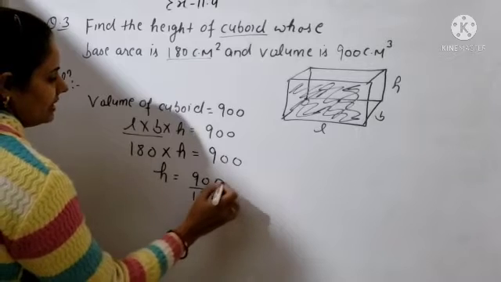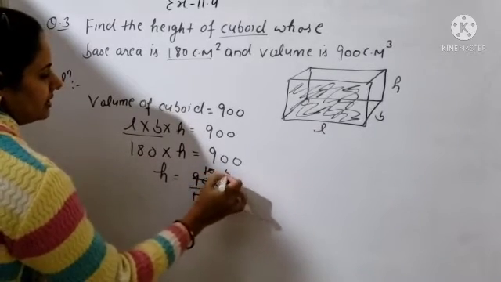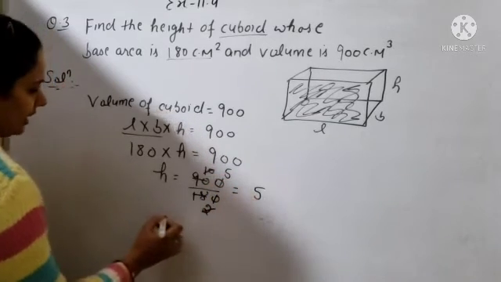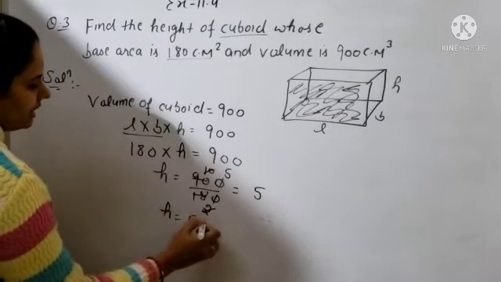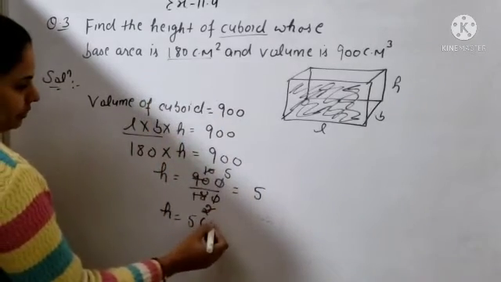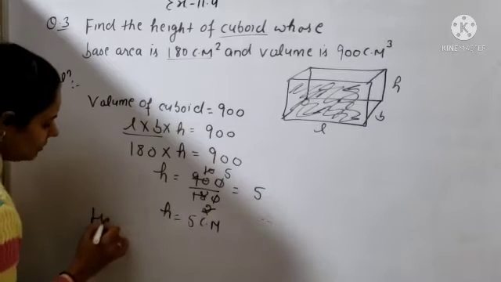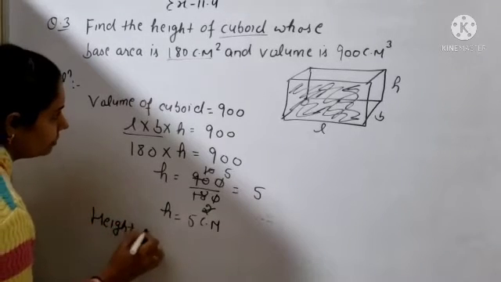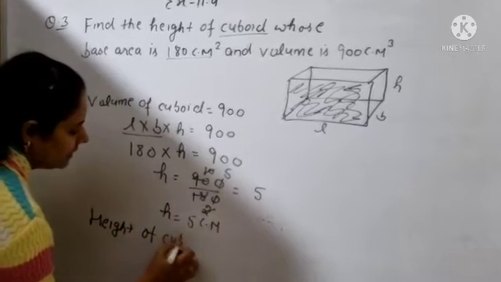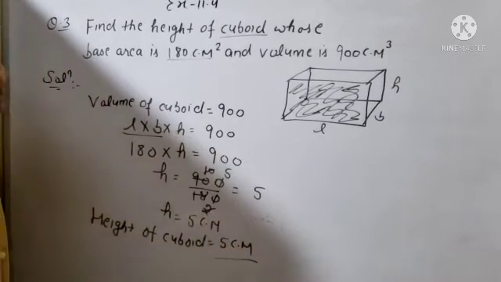So you can cancel out: 9 ones are 9, 0, 9 twos are 18, and 2 fives are 10. So it will be 5, and you can write h is equal to 5 centimeter. Because you can see the area and the volume are given in centimeter, so the height will also be in centimeter, and you can write that the height of the cuboid will be 5 centimeter. What will be the height of the cuboid? It will be 5 centimeters.